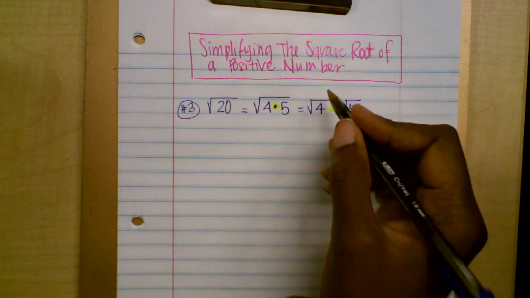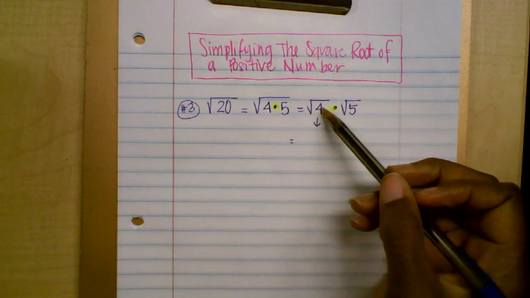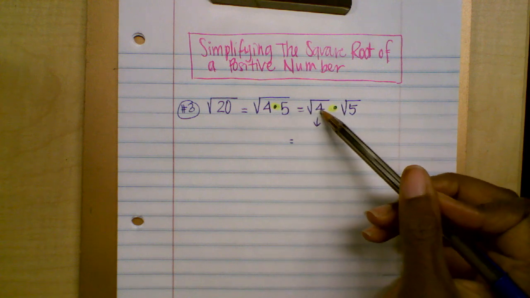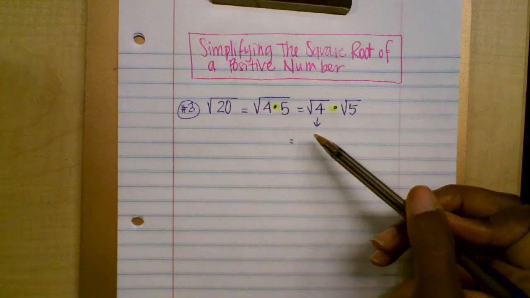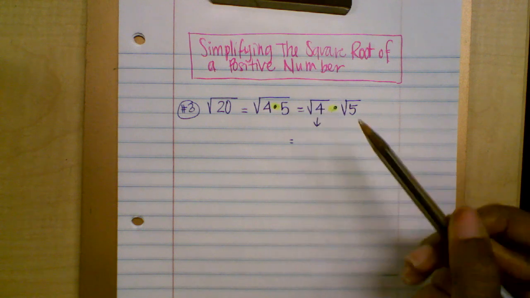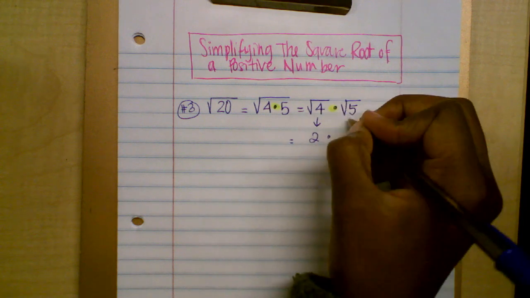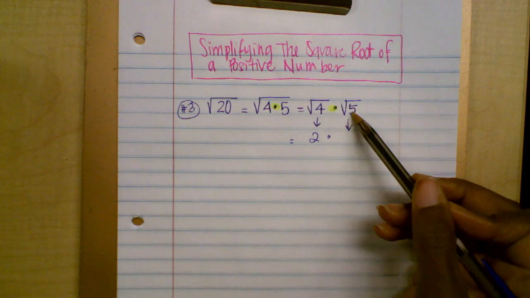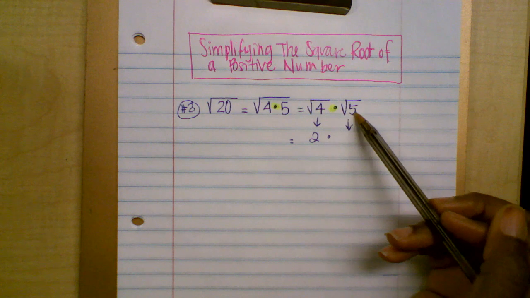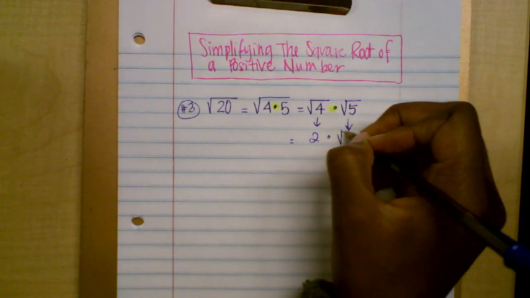So now let's continue. I know that 4 is a perfect square, and I can rewrite 4 as a square. What whole number do I multiply by itself to get 4? That number is 2. And 5 is not a perfect square. It is an imperfect square, so we cannot find a whole number that you square to get 5. So what do we do? In that case, we leave it alone.